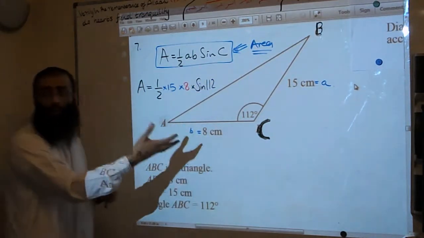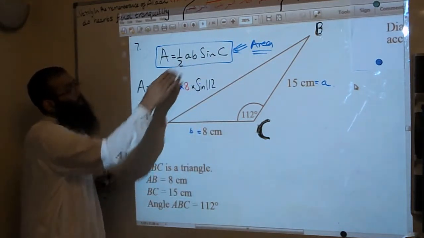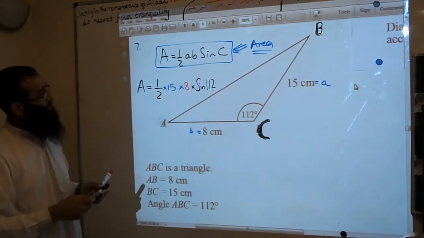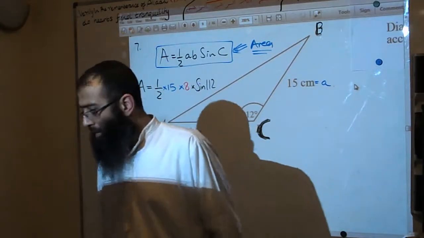Okay, once we relabel the diagram so it matches our formula properly, then we start substituting the values in: the a value, b value and the big C value. Once you put those values in, you now put that into the calculator.